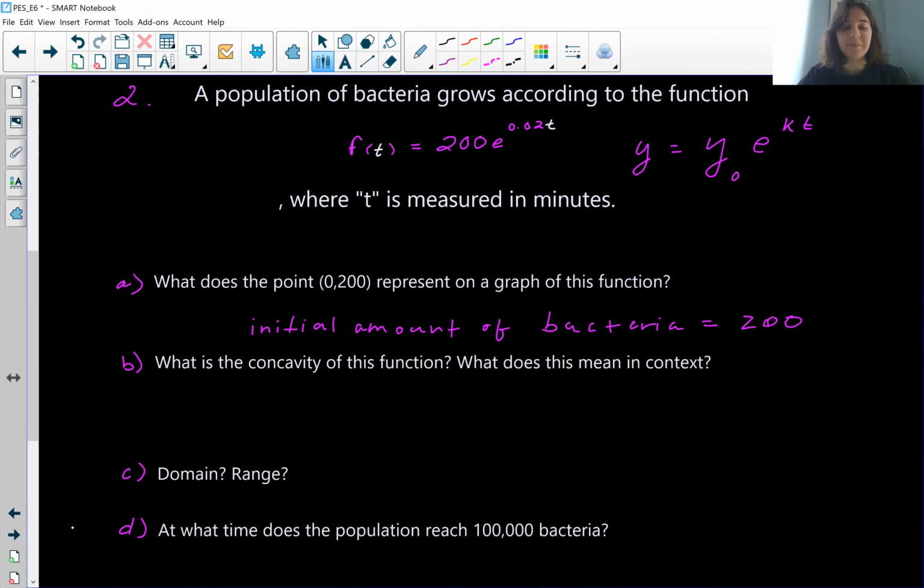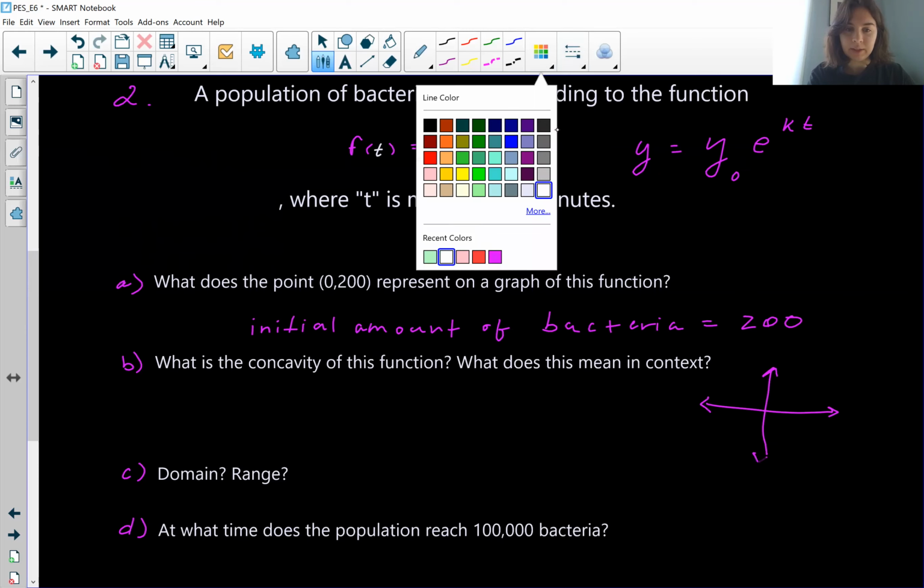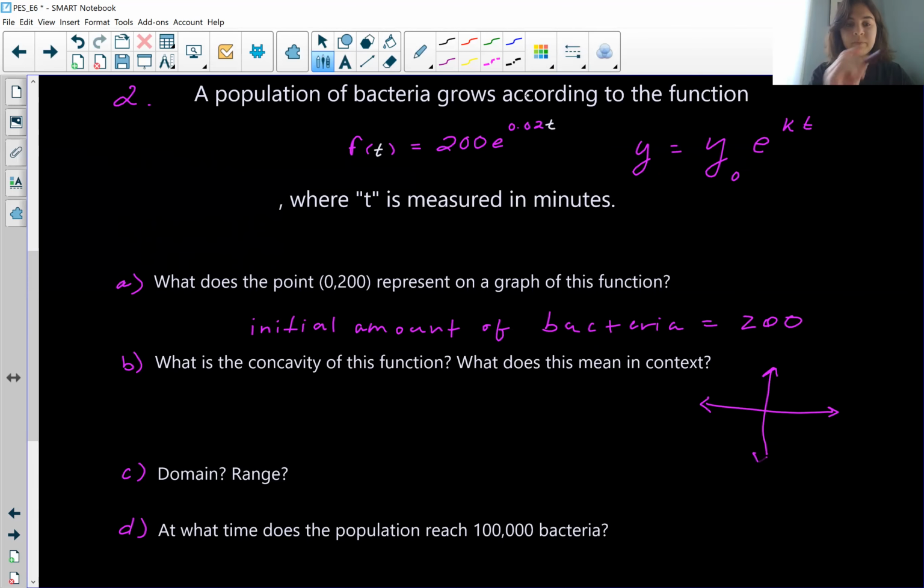Anyways, okay. So part B, what is the concavity of this function and what does that mean in context? So we're going to have to graph this if we're going to figure out concavity. But we can do it sort of roughly. We don't need to have it be super exact in order to know what the concavity is. So I'll draw kind of this rough coordinate plane right here. And let's do red. So we do know that there's a point at (0, 200). So it's going to pass through this. And we also know that it's exponential growth. So we can kind of just draw it like this.